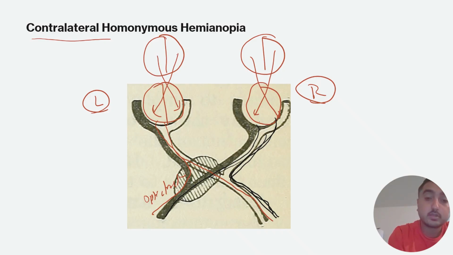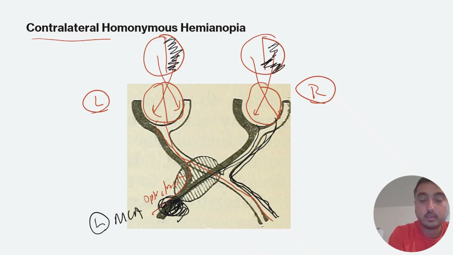So basically in MCA territory stroke we have the involvement of these optic tracts, because of which if we trace them down, then we'll have the loss of visual field on this side in the left eye and on the right eye on this side. So basically we are having a stroke in this area, so that would be the left MCA stroke, and we have the visual field defect on the right side. So that is why we have contralateral homonymous hemianopia.